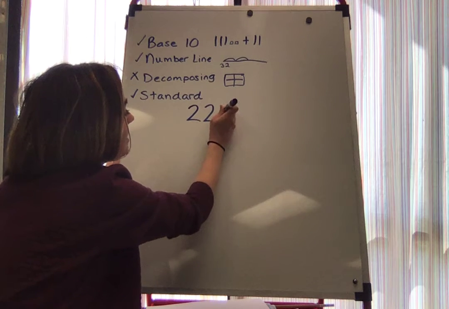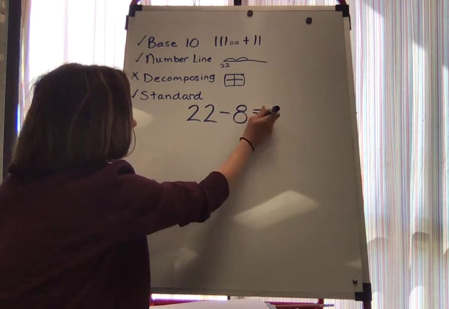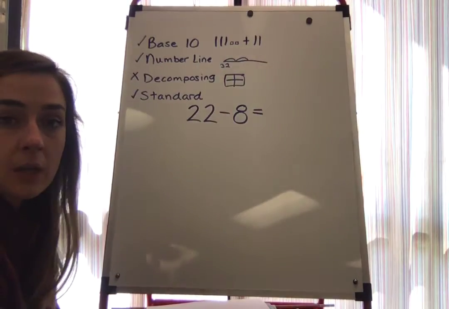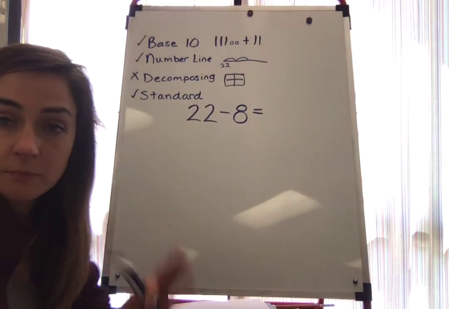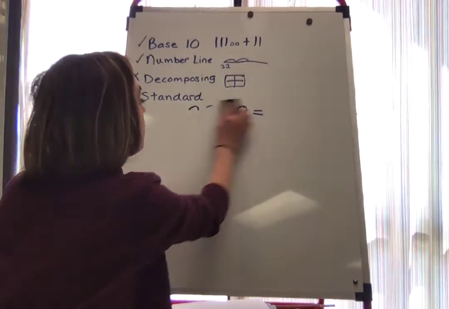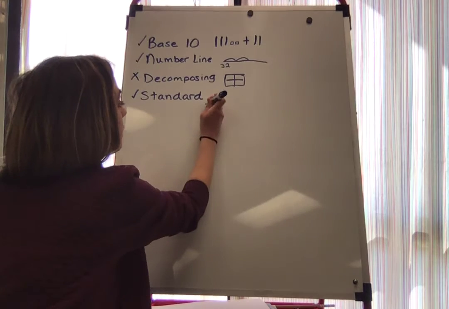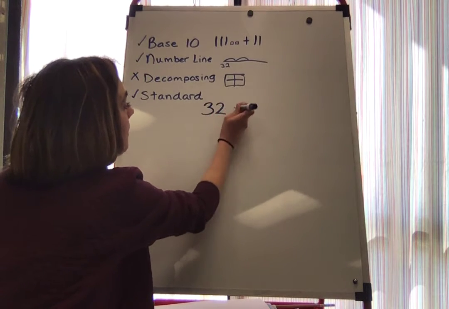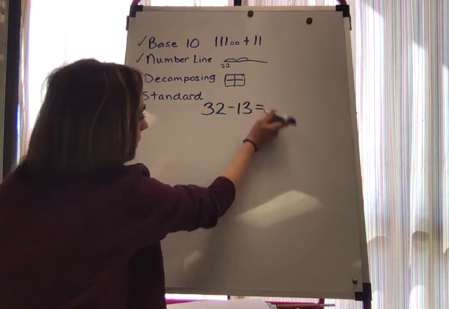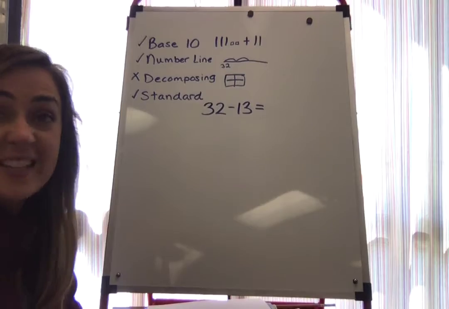I'm going to do the problem 22 take away 8. All right. You know what? I changed my mind. So just exit it out if you wrote that down. We're going to do a little bit of a bigger number. So we're going to do 32 minus 13. There we go. Sorry about that. Okay, so the first strategy we're going to use is base 10.